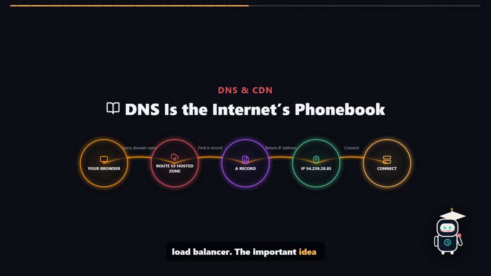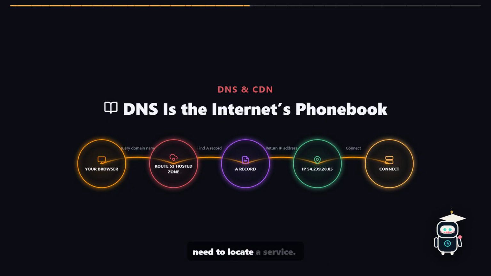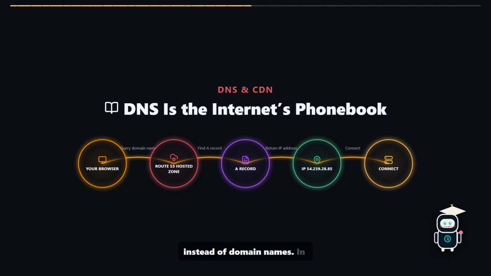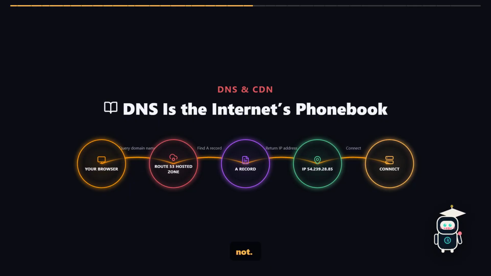The important idea is simple. DNS maps human-friendly names to the information clients need to locate a service. Without DNS, users would need to remember addresses and endpoints instead of domain names. In the next scene, we will separate DNS from network routing, because the name Route 53 can make beginners think it is a router. It is not.